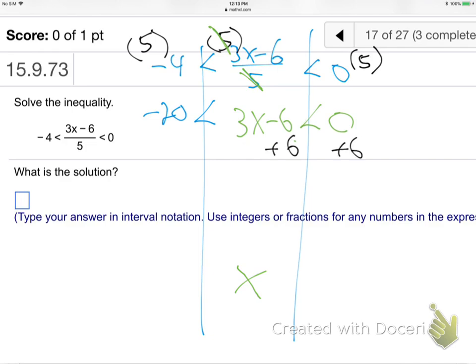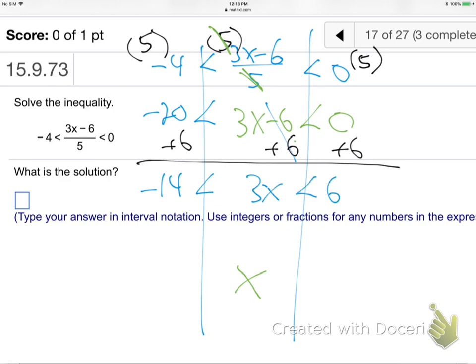And whatever you do to one part, you do to all 3. So what's that going to be then? Minus 14. These will cancel. 6. And then the last step: divide by 3, divide by 3, divide by 3. So we get minus 14 thirds. These will cancel. X, and that's 2. You just leave the minus 14 thirds.